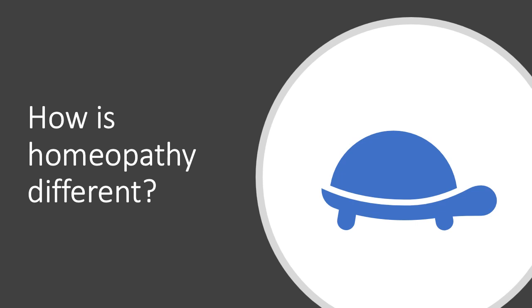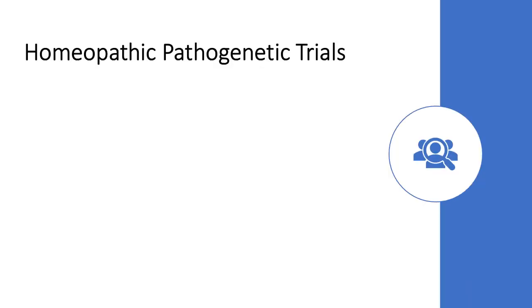The question is, how is homeopathy different? And the answer is, it is quite different. It requires a shift in the thinking pattern of the student. In homeopathy, we have what we call homeopathic pathogenetic trials. This is a relatively new word, but the word used by all students and practitioners of homeopathy is a word which is translated from German, and in English it is called provings.